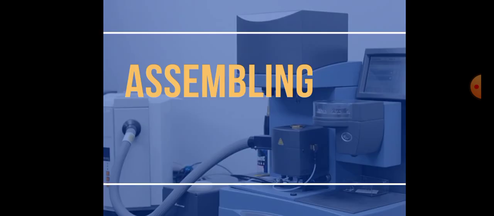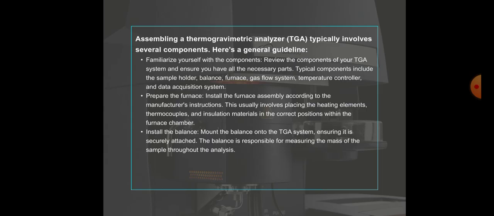Now we see assembling of TGA parts. Assembling a thermogravimetric analyzer typically involves several components. Here's a general guideline. Familiarize yourself with components. Review the components of your TGA system and ensure you have all necessary parts. Typical components include the sample holder, balance, furnace, gas flow system, temperature controller, and data acquisition system.